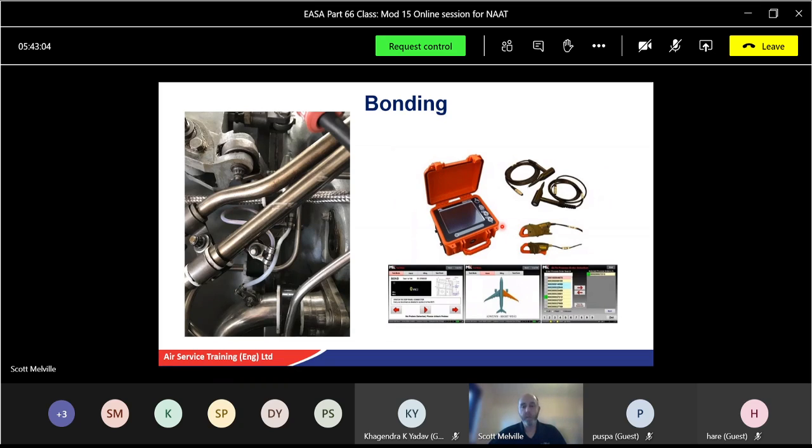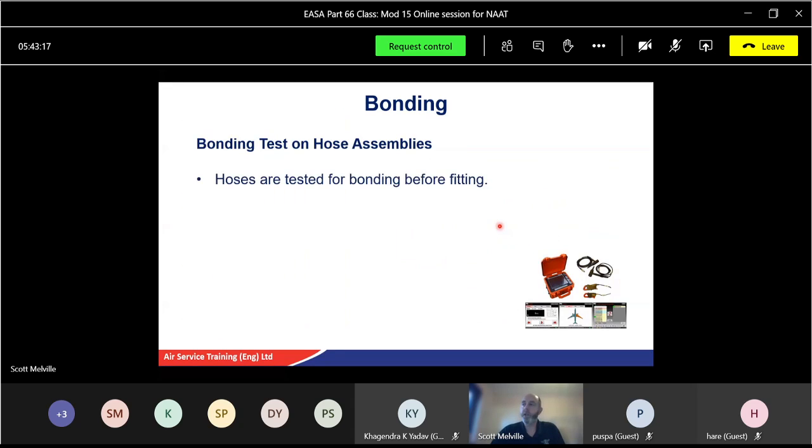We could do basic multimeter checks and that sort of thing, but bonding was left down to the equivalent of B2s, in our case in the military. But bonding tests and hoses. Hoses are tested for bonding before fitting.